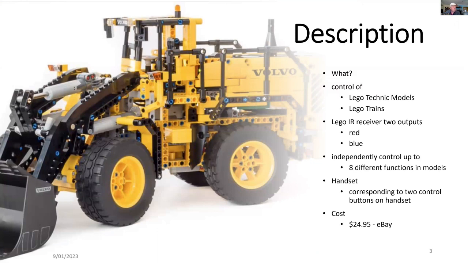So what is it? Well, this Lego IR controller is controlling Lego Technic models or Lego trains, a bit like this one over here, which shows a Volvo front loader. And it's actually got quite a number of motors on it. The Lego IR receiver has two outputs, a red and a blue channel, and you can connect two motors on each of those. So there's independent control of up to about eight functions in a model, and the controls correspond to the handset that you'd normally get. Now, the cost of the Lego IR receiver is around about, say, $25 on eBay.